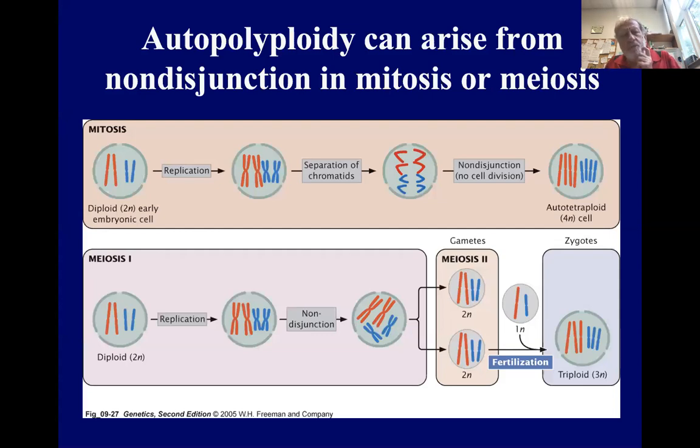So here's autopolyploidy. You see it in mitosis above, and then in meiosis down below. So the sister chromatids don't separate like they're supposed to, and so we end up with duplicated chromosomes in the gametes, and then when that gets fertilized, you get triploids, as we see in the lower right.